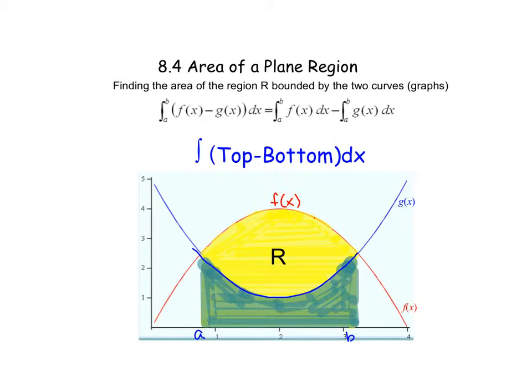Alrighty, today's lesson is area of a plane region. To find the area of a plane region, this is a picture illustrating it. This is kind of like the base equation. When it comes to dx, it's top minus the bottom. I'll explain in a second. And if it was dy, it would be right minus left, from right to left. But let's talk about this picture for a second.